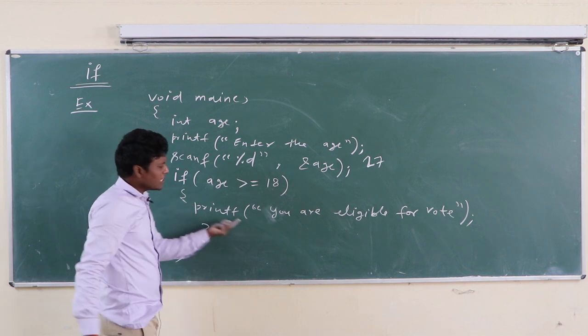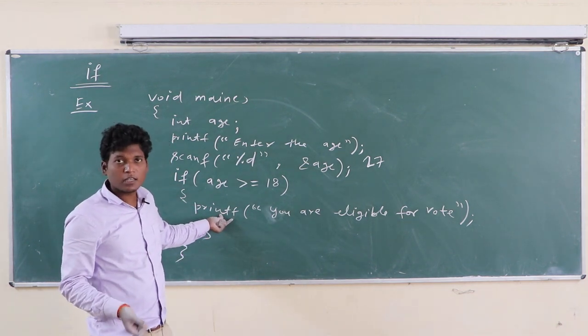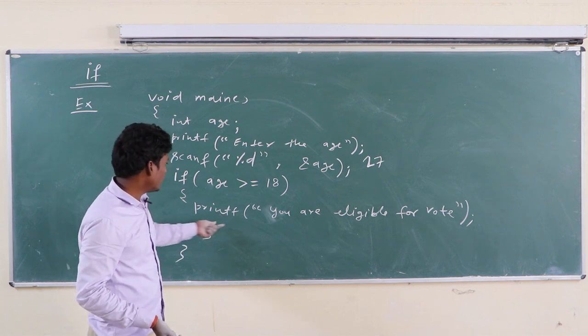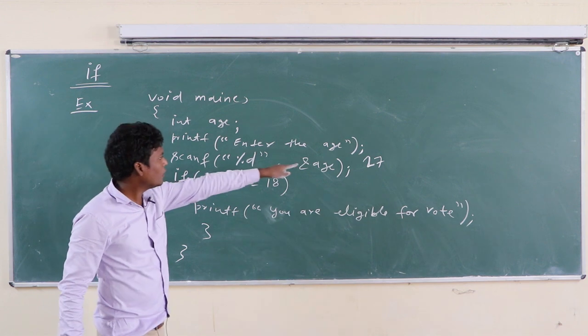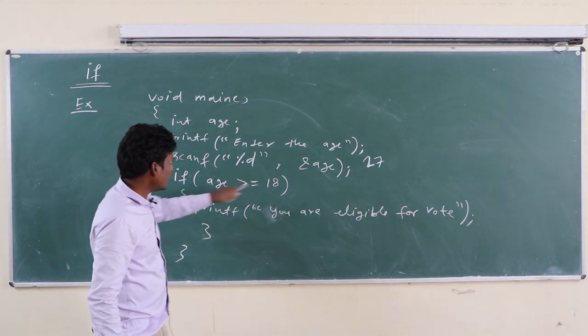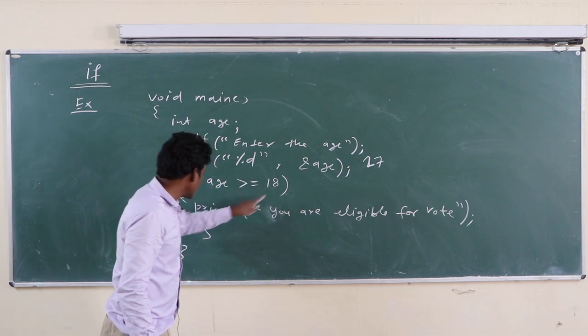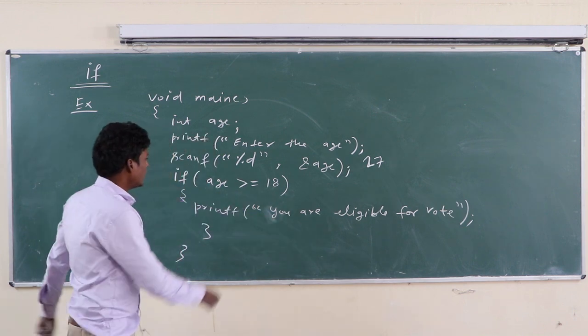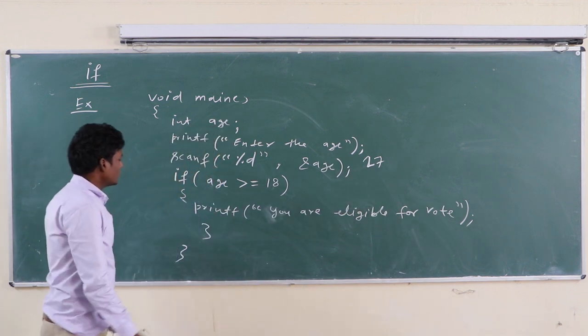In this block there is a single statement. A block may have 0 statements, a single statement, or more than 1 statement. So there is 1 statement. This will be executed in case of 27, because 27 is inputted here. 27 is greater than 18, yes, and this will be executed. The result will be: you are eligible for the vote.